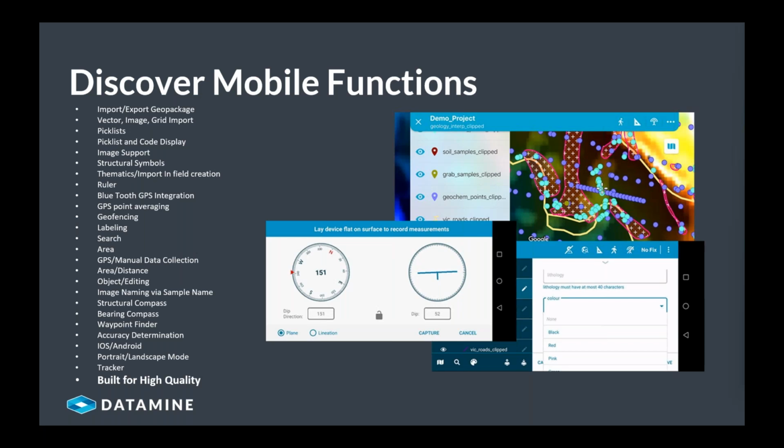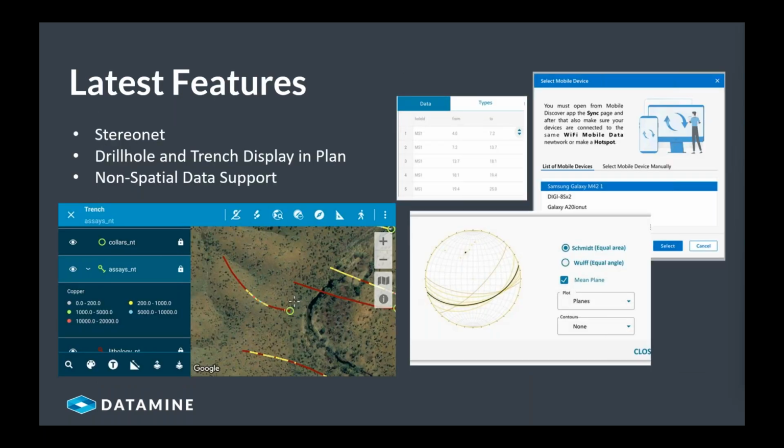We do everything in our power to make sure that that doesn't happen. All right, a couple of the latest features. The great thing about now is we've done all the base work. Now we're getting into really cool geo nerd stuff. It's like stereo nets, drill hole and trench display, the ability to take non-spatial data into the field. So you could take a down hole table. So when you get to drill hole, you can see what the results were, okay?